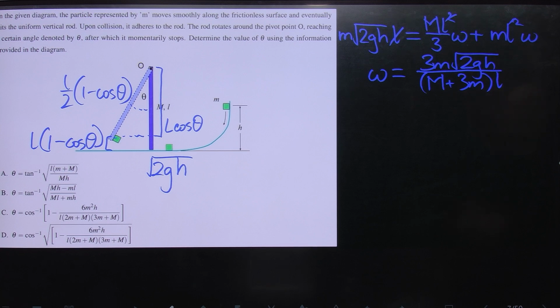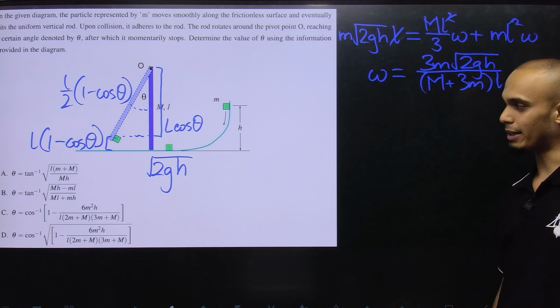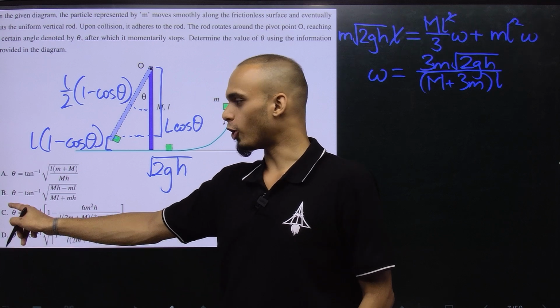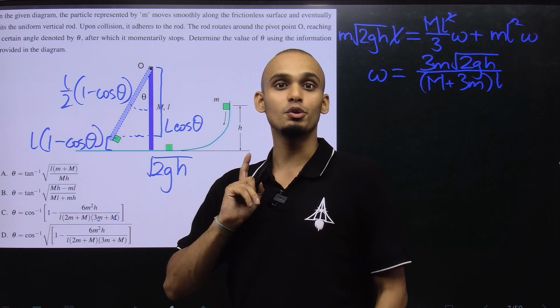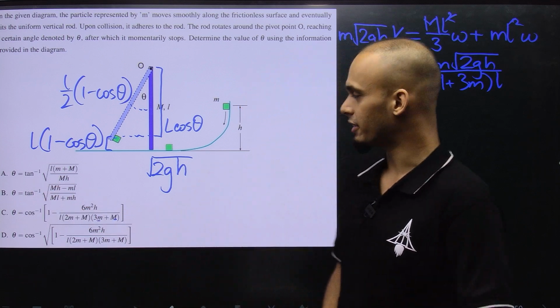Right, no mistakes made. Now we can see a pattern emerging, capital M plus 3 times small m. We have capital M plus 3 times small m in the options C and D as well. So we know we are going in the right direction. Options A and B have all been eliminated.